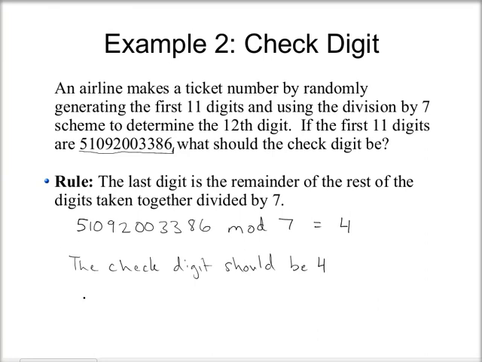So the ticket number is going to be 510920033864. So that's going to give me my whole 12-digit airline ticket number.